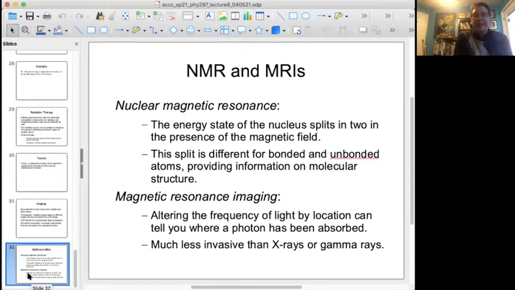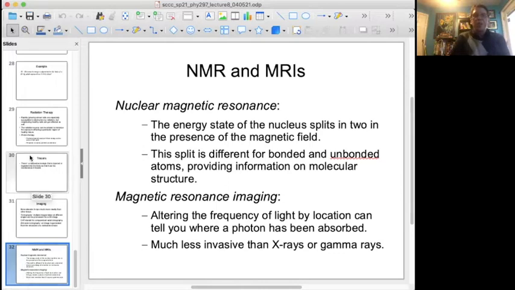Nuclear magnetic resonance is when the energy state of the nucleus can split in two in the presence of a magnetic field. And the split is different for bonded and unbonded atoms, providing information on molecular structure. So you can find information out using nuclear magnetic resonance. And with an MRI, you can alter the frequency of the radiation, meaning the wavelength of the light, basically, as a function of location. That can tell you where the photon has been absorbed. It's quite a bit less invasive than X-rays or gamma rays.